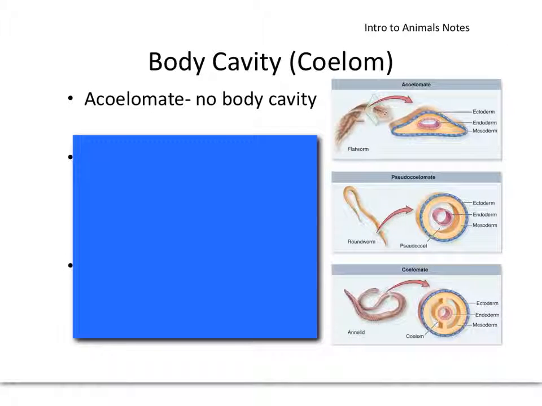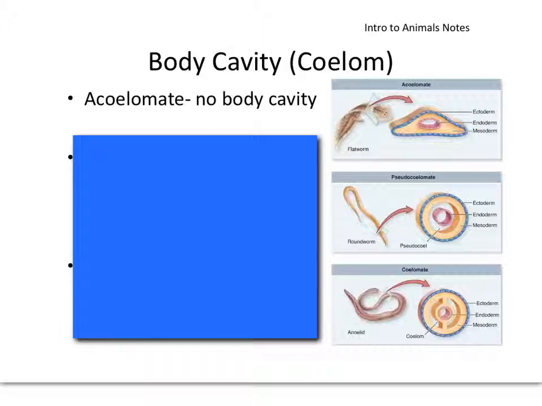Since we're talking about body cavities and body areas, we should probably define what that is. This is another major characteristic used in classifying organisms. And in this context, we call the body cavity a coelom, kind of a funny word. And there's three different options in body cavities. You could be an acoelomate. Remember, A means without. So these are organisms that have no body cavity.